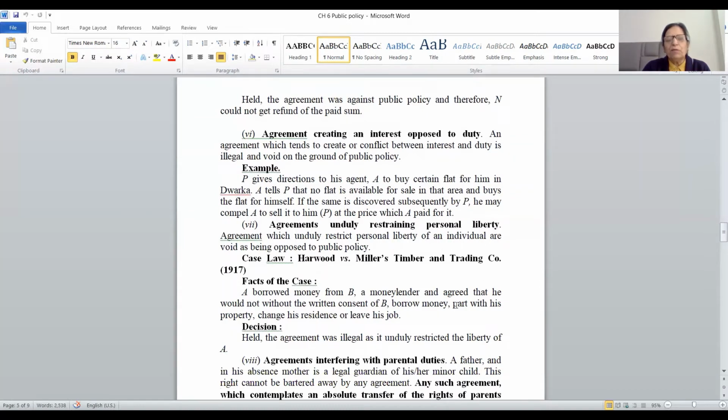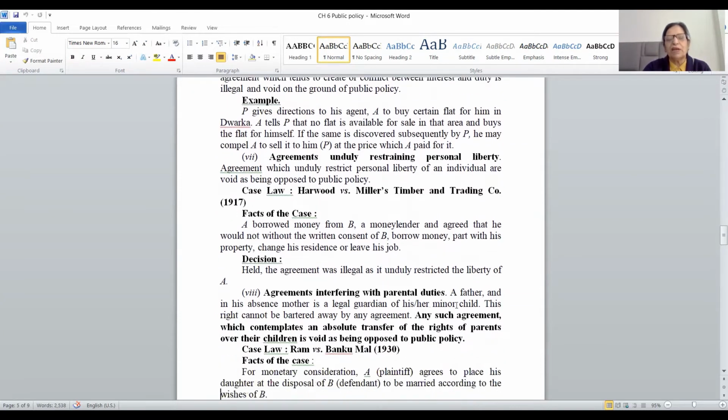A borrowed money from B. A was the borrower, B was the creditor. And they agreed that A would not, without the written consent of B, borrow money, part with his property, change his residence, or leave his job. If a debtor has borrowed money from a creditor, it is enough on his part to pay the money along with interest. The creditor cannot put restrictions upon him that you are not allowed to change your residence or your job. So it means the freedom of the debtor is being unduly restrained. So this agreement will not be valid, it will be void.